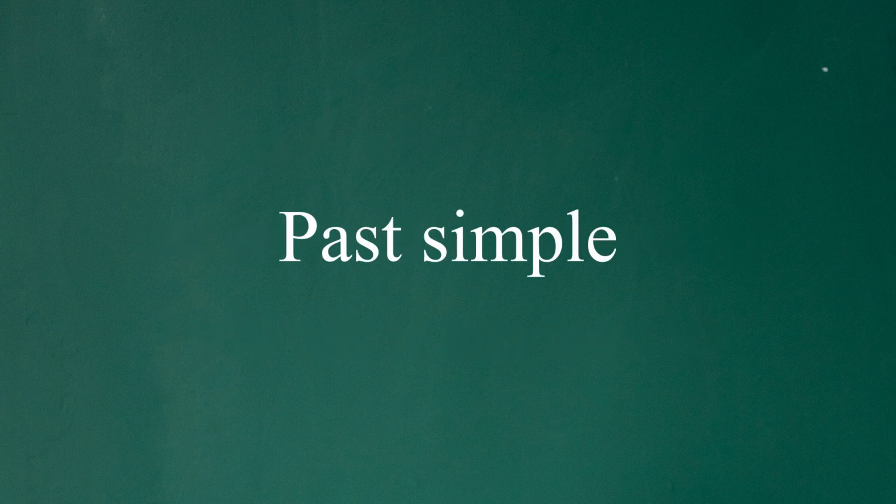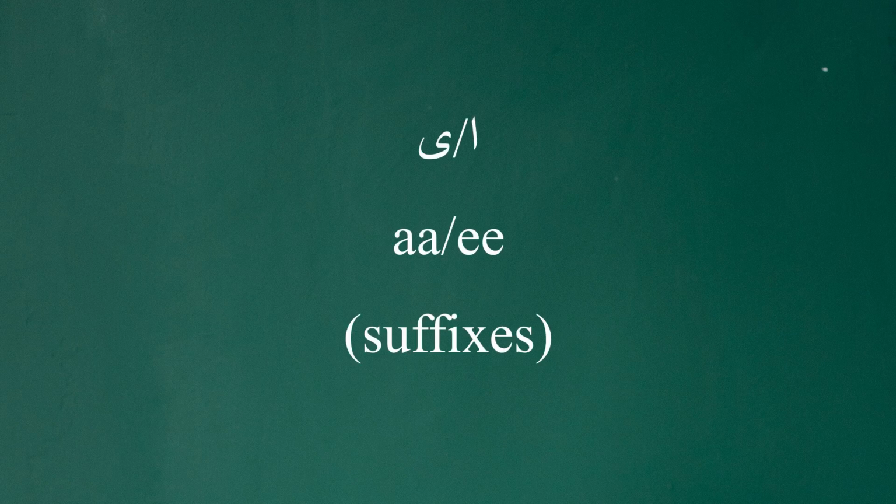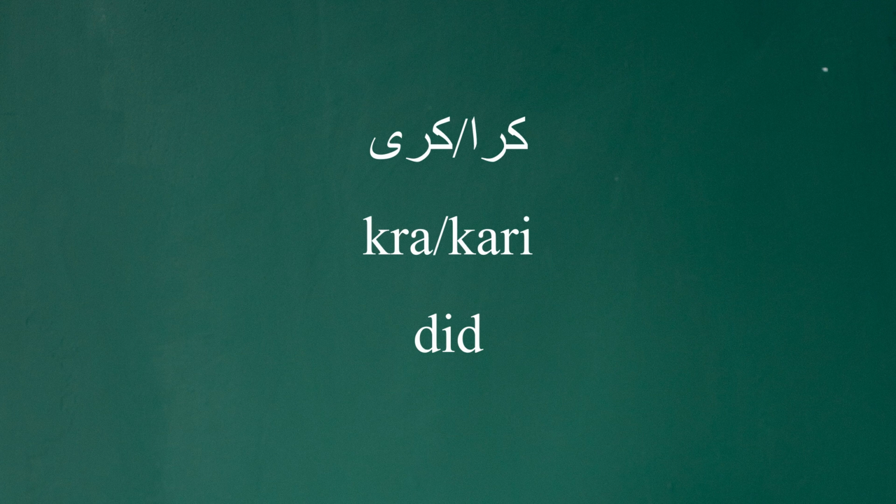Let's talk about the past simple tense. In the past simple tense, we see what kind of verb we are using. Karna is a transitive verb, which means it always requires a direct object. So it requires a direct object because we do something. We do work, we do the talk, we do the cleaning. So there's something that we do. So it will depend on the object. The suffix for it is a or e. Kara, kari, depending on the number and gender of the object.